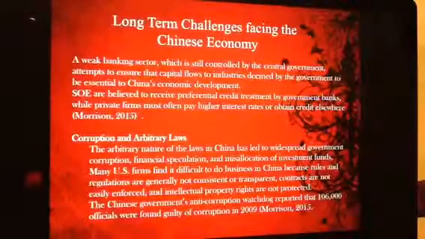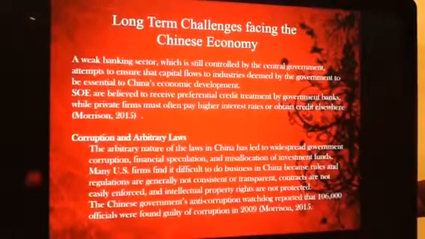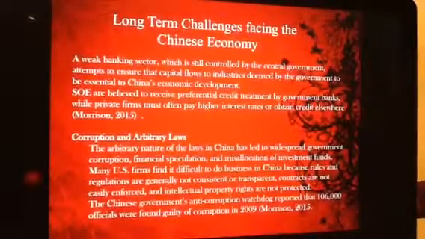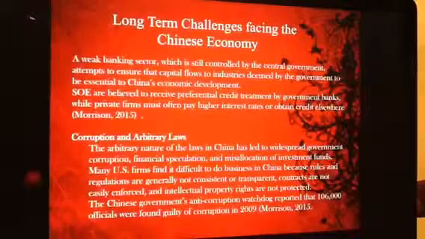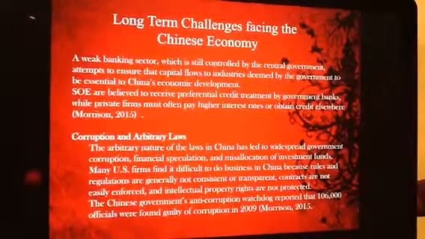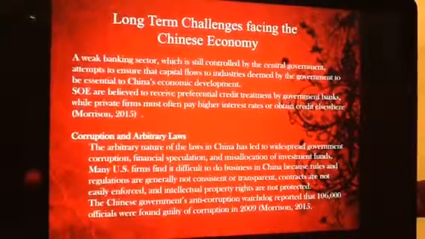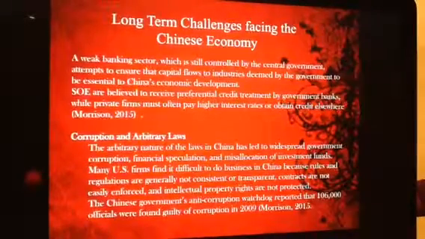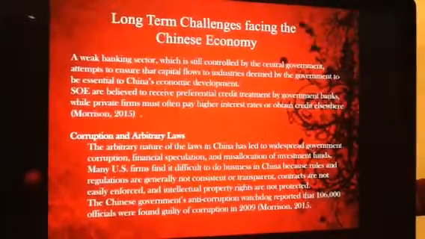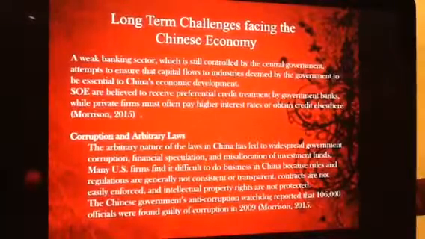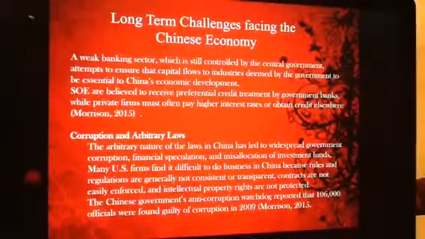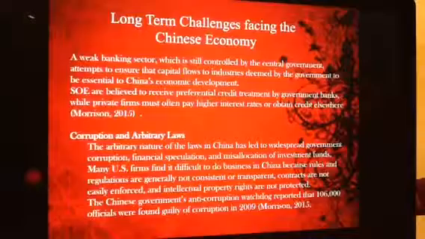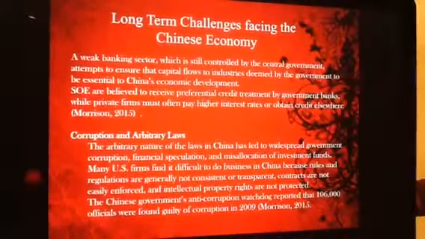Long-term challenges facing the Chinese economy. A weak banking sector, which is still controlled by the central government, attempts to ensure that capital flows to industry deemed by the government to be essential to Chinese economic development.